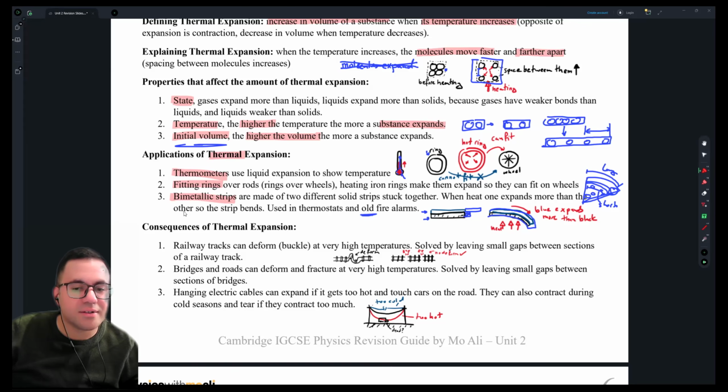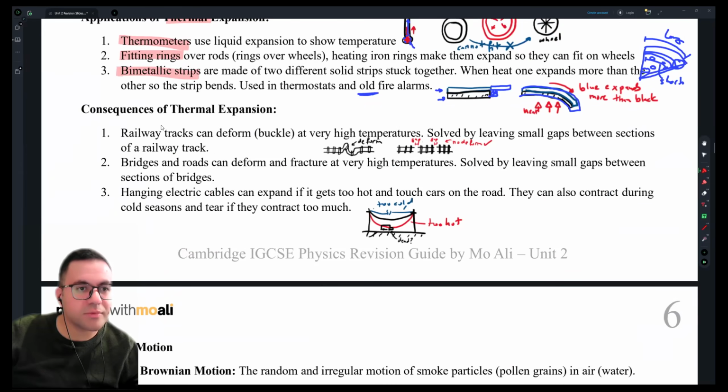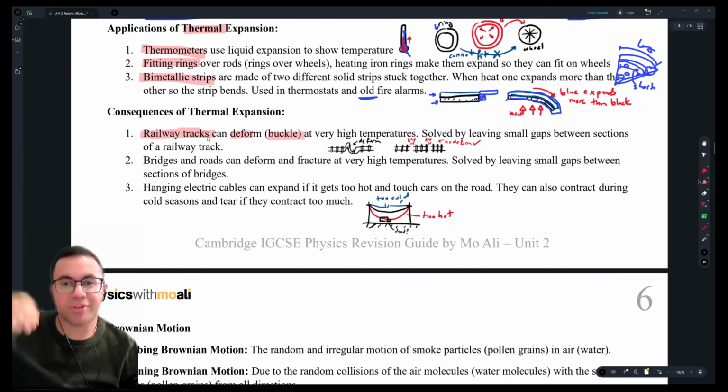Next. What about the problems caused by thermal expansion? Three general problems you should probably remember as well. Problem number one. Let's zoom out again. Problem number one. Railway tracks. They deform, you can say deform, buckle, or bend when the temperature increases.